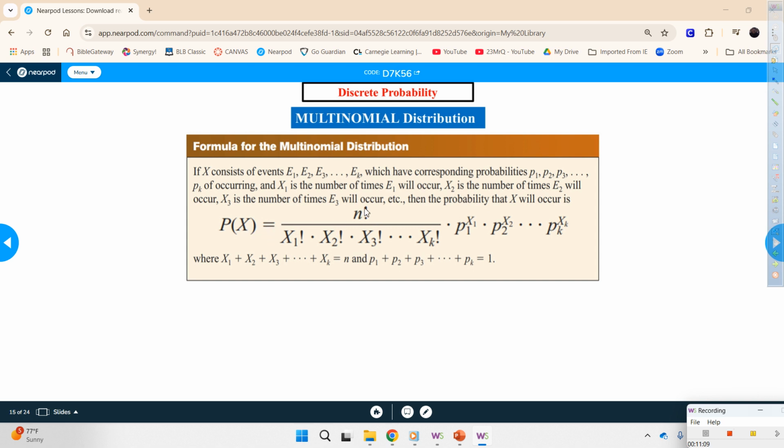P of x equals n factorial over x sub 1 factorial, x sub 2 factorial, x sub 3 factorial, all the way to x sub k factorial, times p sub 1 with x sub 1 exponent, p sub 2 with x sub 2 exponent, dot dot dot, to p sub k with x sub k exponent. All right. So, how's that going to work, Mr. Q? And by the way, guys, this is very similar to the one we just used on the warm-up. That's why I gave you guys some practice.